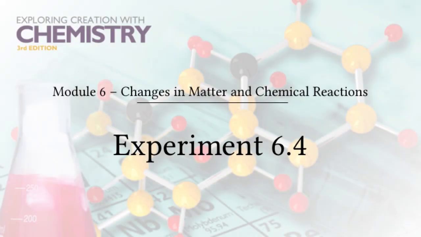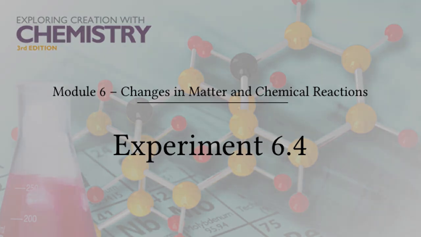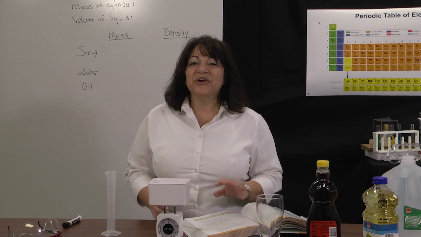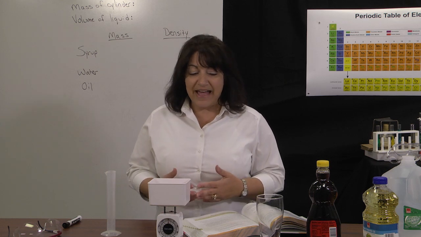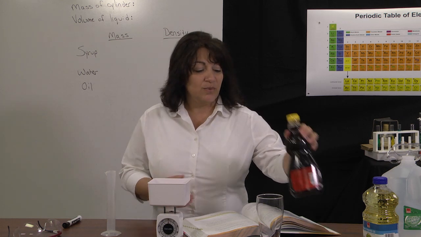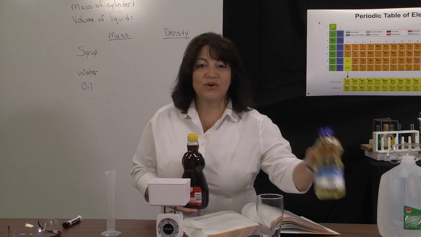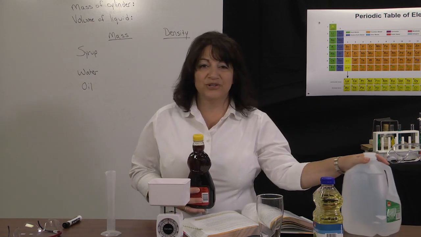Module 6, Changes in Matter and Chemical Reactions. Experiment 6.4. In this lab, we're going to examine and explore the density of various liquids. So I have 3 liquids we're going to be working with. We have a maple syrup and oil, and then distilled water.